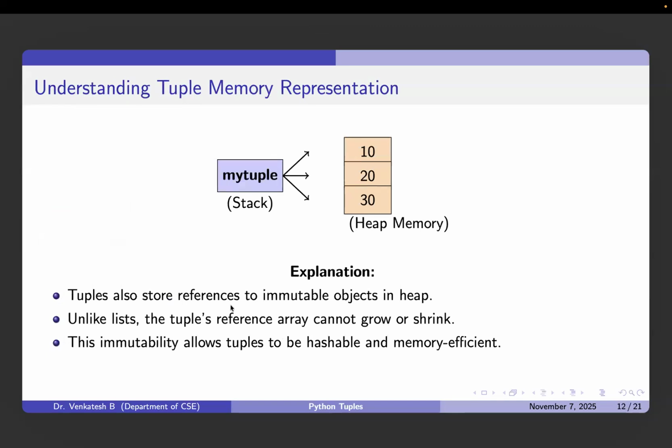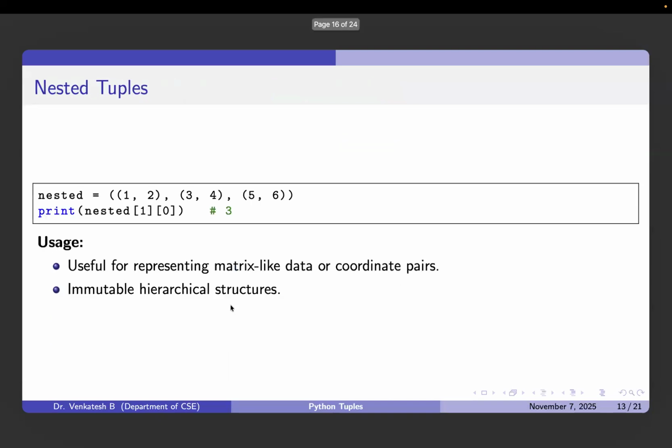Tuples also store references to immutable objects in the heap. Unlike a list, the tuple's reference array cannot grow or shrink. So the immutability allows tuples to be hashable and memory efficient. As the values are not changeable, we can use them to store hashables and be memory efficient. Okay, so the remaining we'll discuss in the next class. Okay.